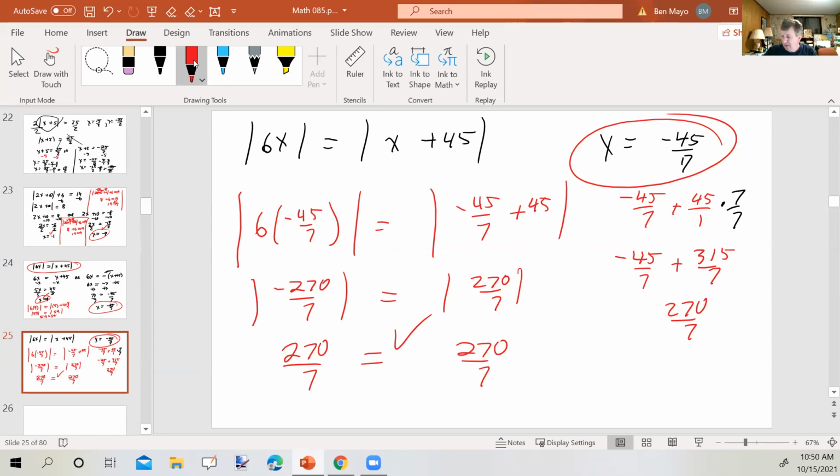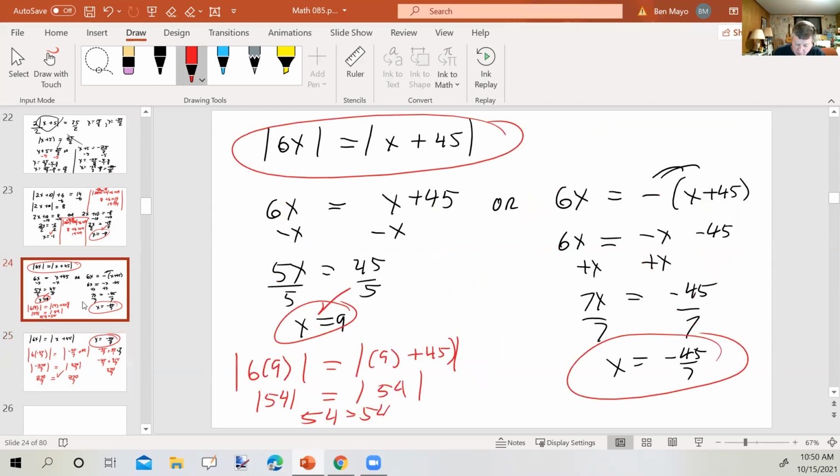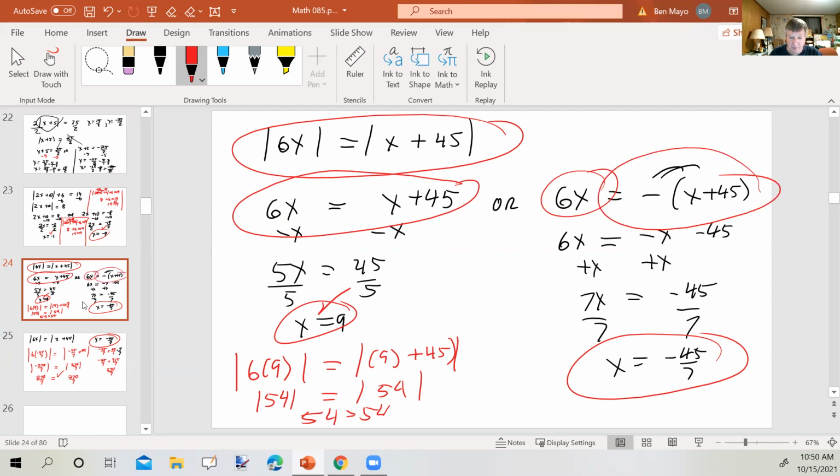All right. So if you have an equation with two absolute values, you want to have them separate, one on each side of the equation. And then you have the two possibilities: what's inside of the first equal to what's inside the second, and what's inside of the first equal to the opposite of what's inside of the second.